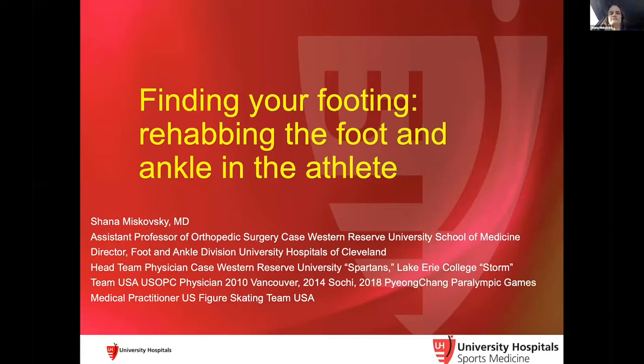I'm just going to go through some rehab principles with respect to the foot and ankle in particular, and some of the newer ways we're trying to treat some injuries that athletes tend to get.